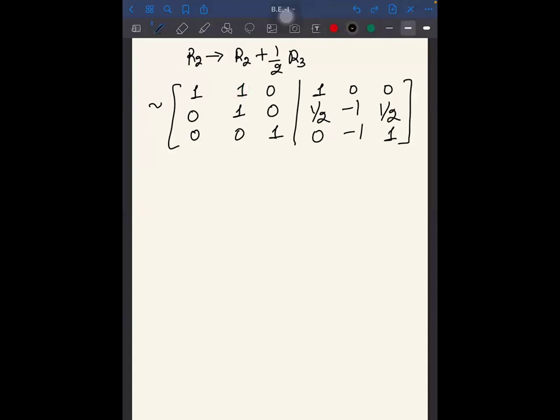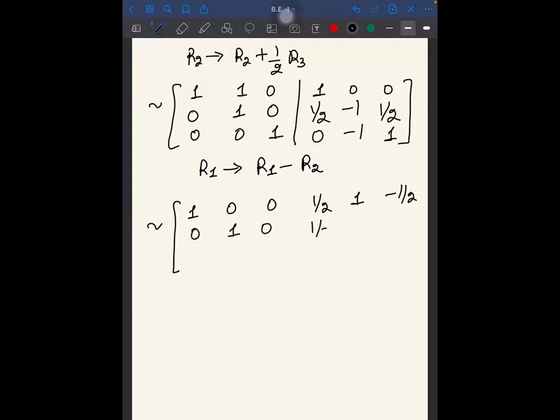So for this, what should we do? We simply operate on R1 minus R2. So 1, 0, 0. Here 1 minus half, that will be half. And here 0 minus minus 1 is plus 1. And here that will be 0 minus half, minus half. Yes, fine. The rest of the entries will remain as they are. There will be no change in those entries.